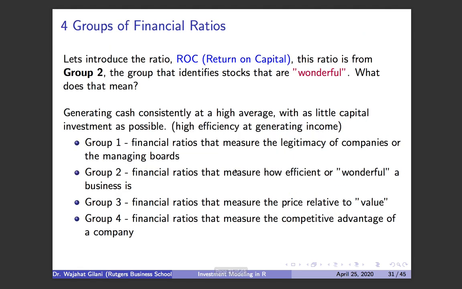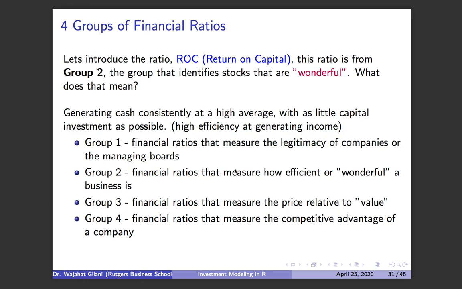So now we can start talking about the ratio that I want to discuss that basically helps tell us if it's a good business, or what Charlie Munger and Warren Buffett call a wonderful business. All right, what does that mean? So when we say wonderful, what does that mean? First of all, the ratio is what we call ROC, return on capital.